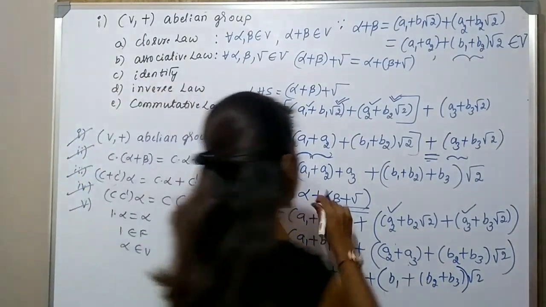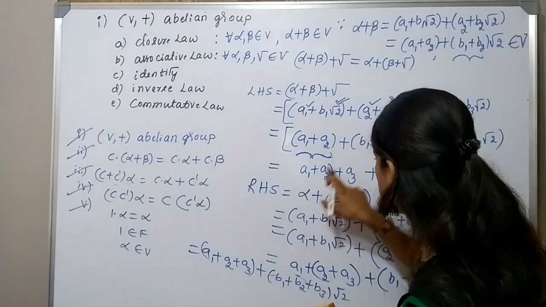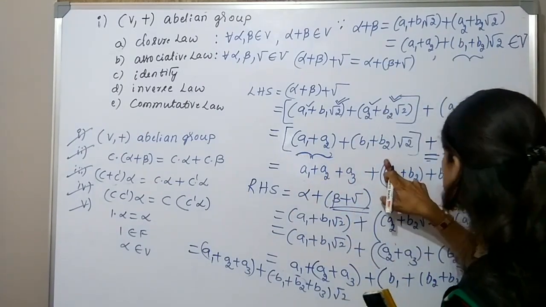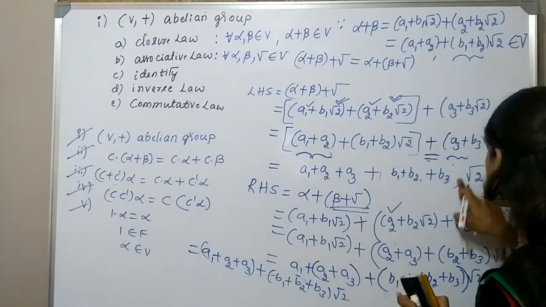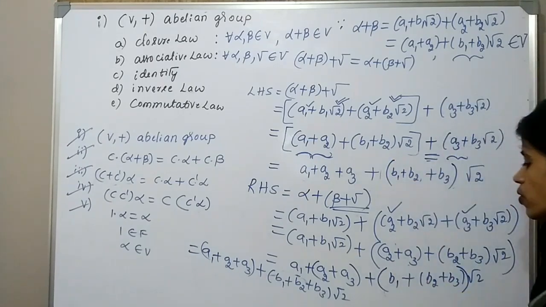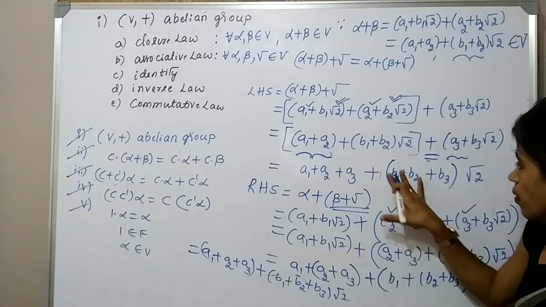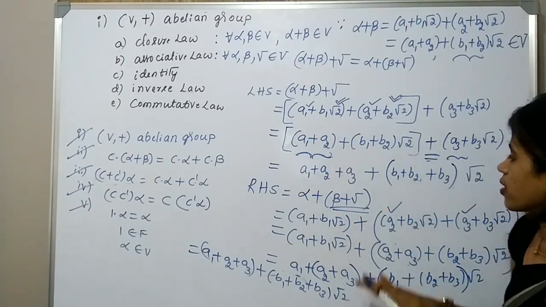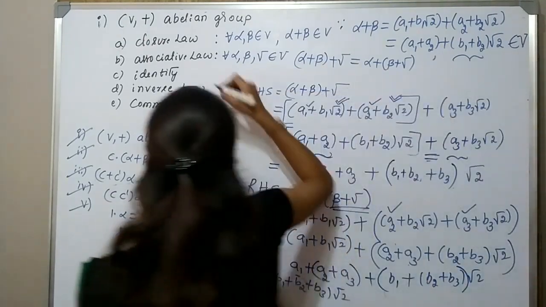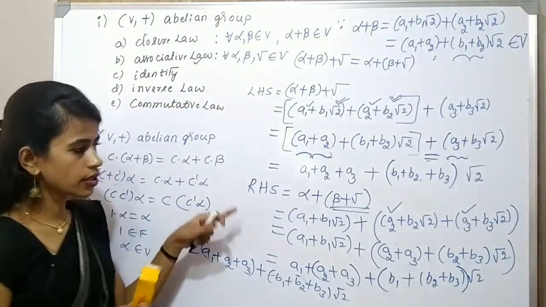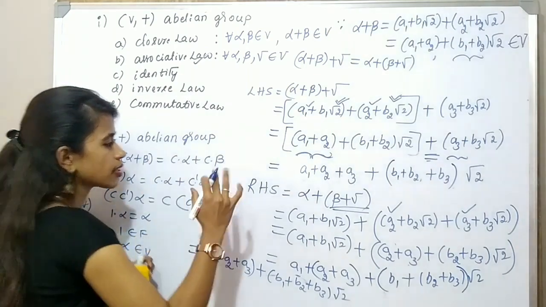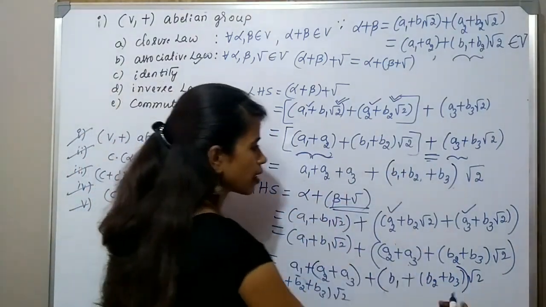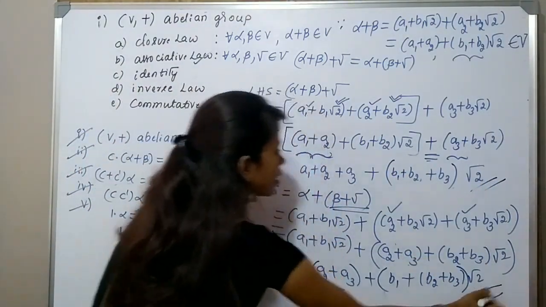So this is also the same as the LHS: A1 plus A2 plus A3, and B1 plus B2 plus B3 into root 2. So both are looking the same. So LHS is equal to RHS. Therefore, associative law holds. Is it okay? Just take LHS separately and RHS separately and show both are the same.